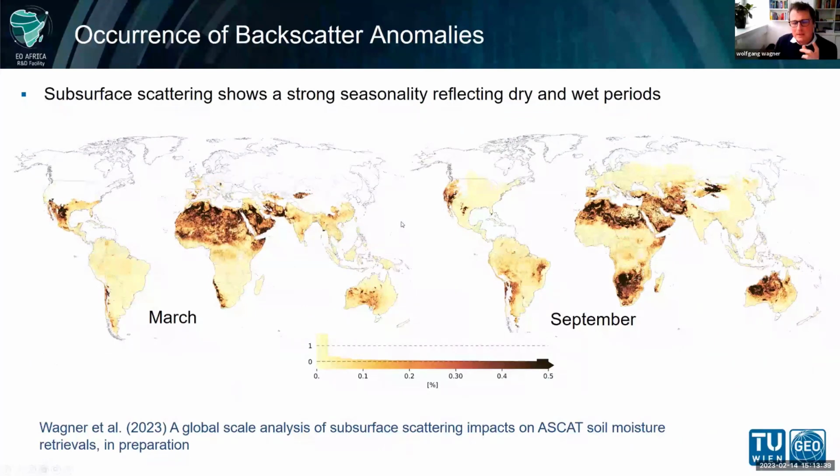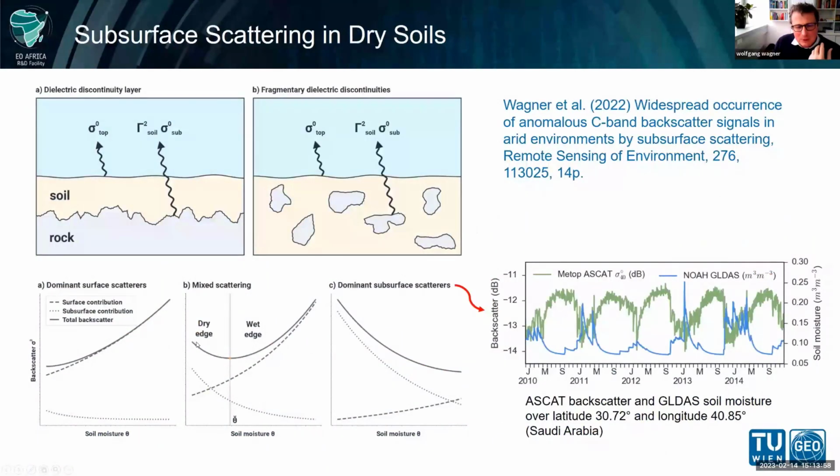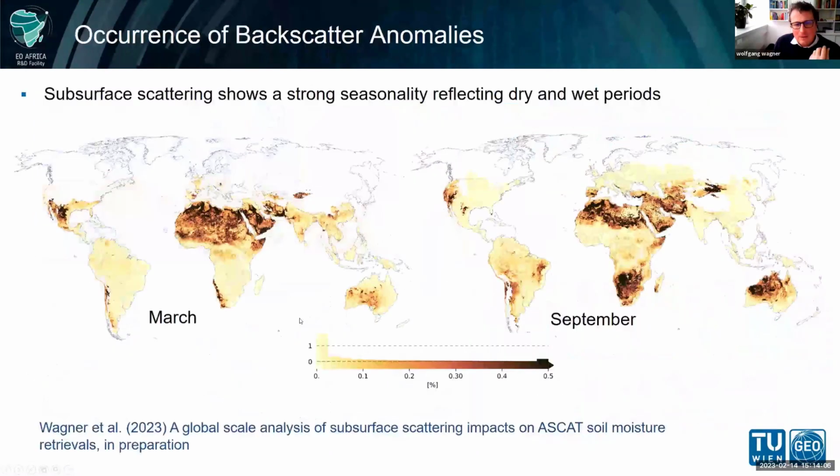And this is already my last slide on this one. These kinds of anomalies obviously follow the seasonal cycle of the climate. These images show when we are on this edge, when there's a negative correlation between backscatter and soil moisture. When there's a negative correlation, we see these dark red colors or even black colors here. And if we have these yellowish colors, the behavior is as expected.